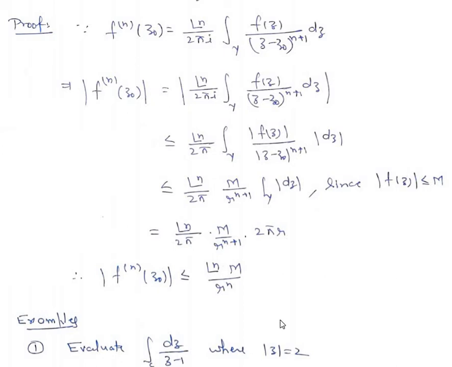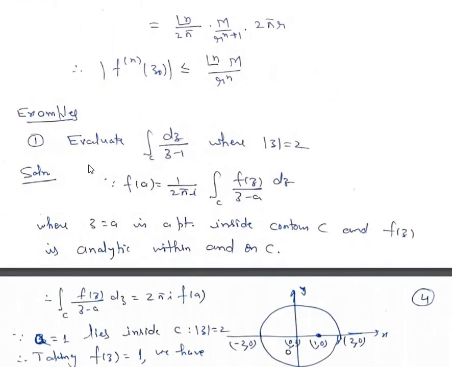Now let's take few examples. First example, evaluate integral over C dz upon z minus 1 where mod of z is equal to 2. Now what does mod z is equal to 2 denote? Mod z is equal to 2 is a circle with center at the origin and radius 2. Now for this function dz upon z minus 1, if you put the denominator 0, we have z is equal to 1, and z is equal to 1 lies inside the circle mod z is equal to 2.